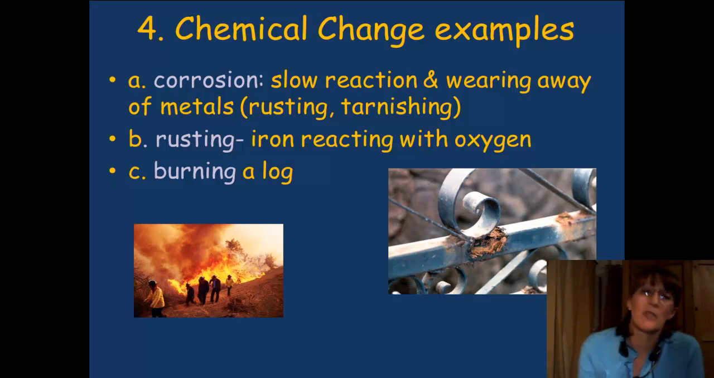Okay, here are some examples of chemical changes. Corrosion, and these are terms that you'll find on the test or on the end of course exam. Corrosion is when you have a slow reaction and it's wearing away of metals, like rusting, tarnishing. Those are examples of corrosion. Something slowly gets eaten away. Rusting is when you have iron that reacts with oxygen. So you started out with pure iron and you ended up with a compound, iron oxide. If something's set on fire, you have something burning, that's an example of a chemical change.